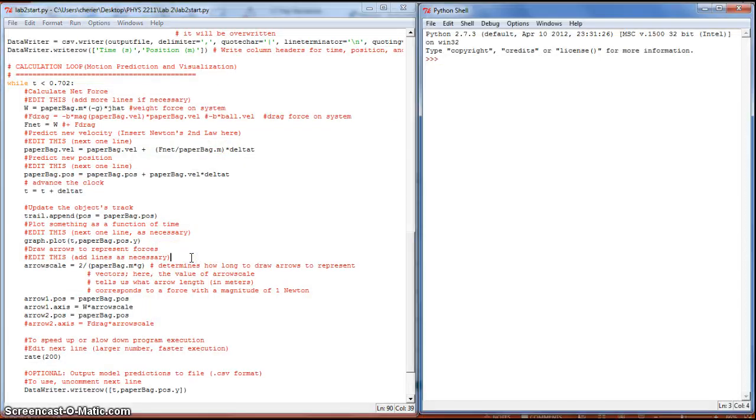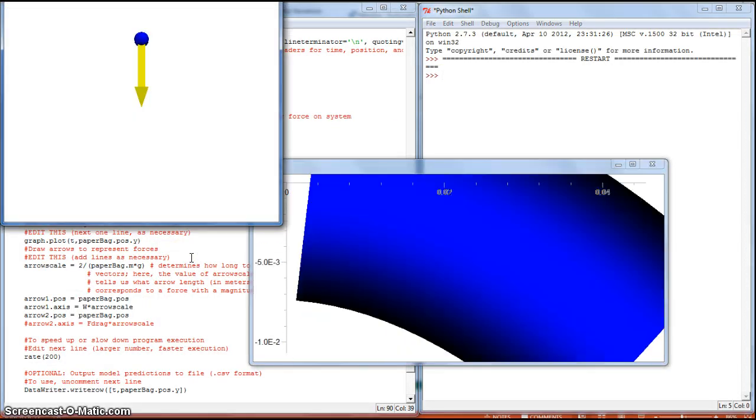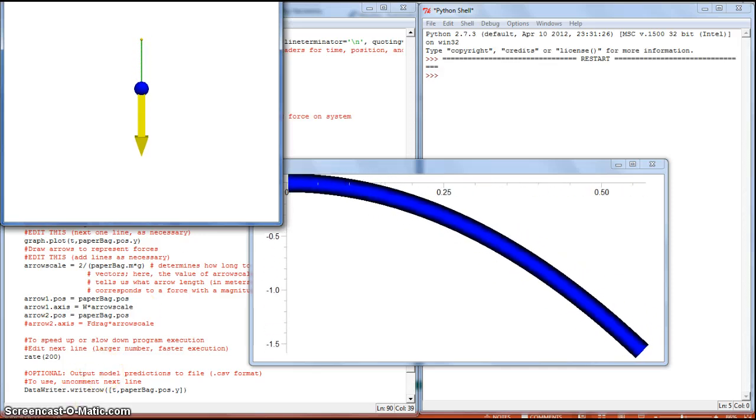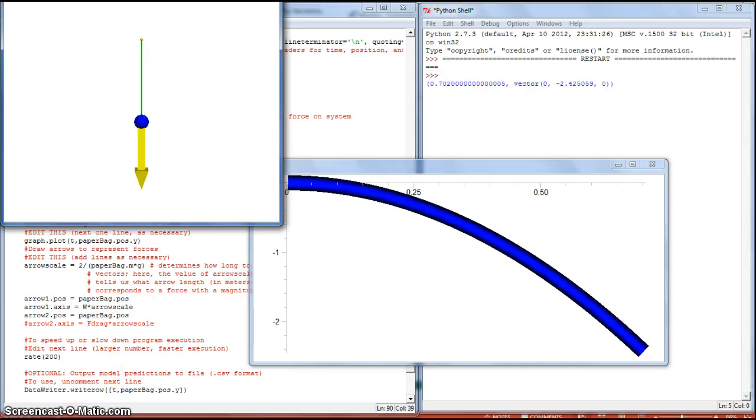When the code is run, the only force on the paper bag is the weight force, which is shown by the downward yellow arrow, and the computational model is very different from what actually occurred in the experiment. This is because a very important vector force is missing, the drag force.